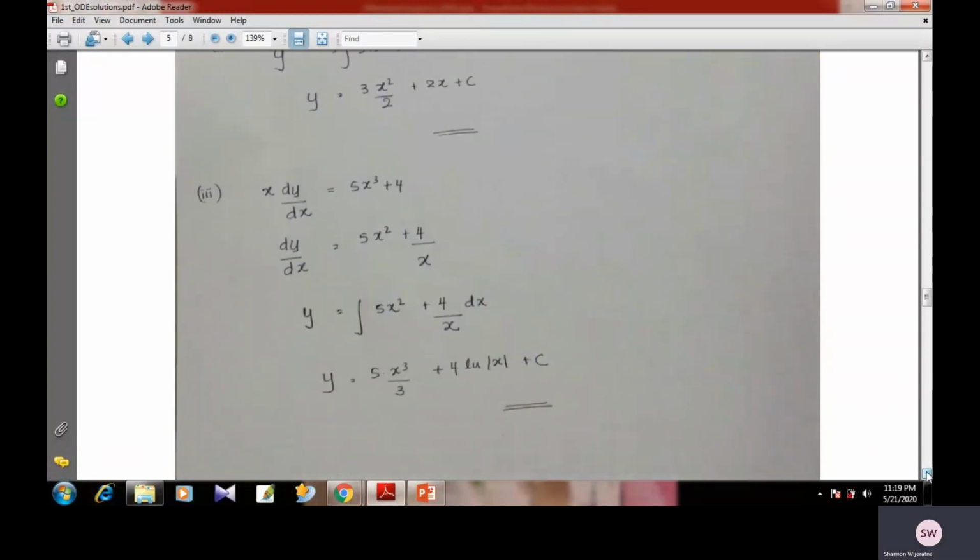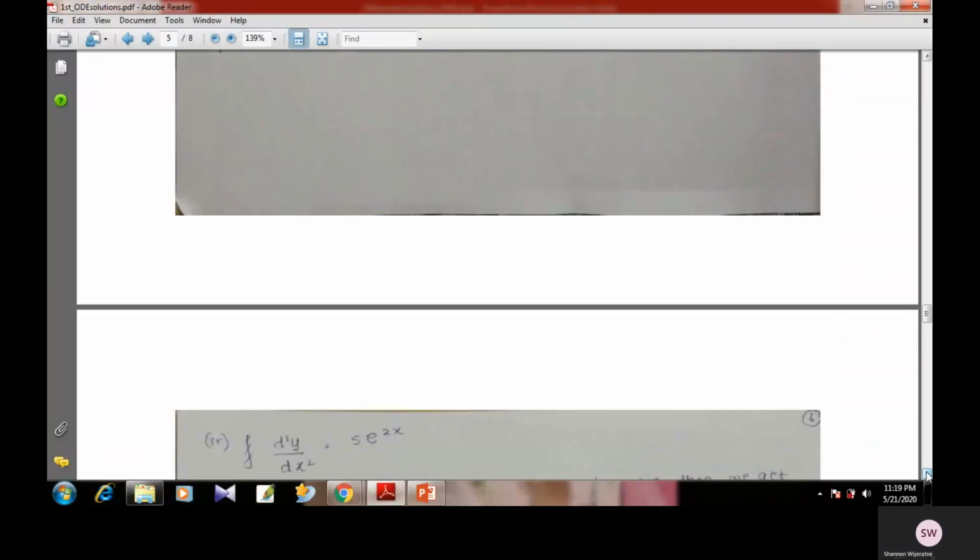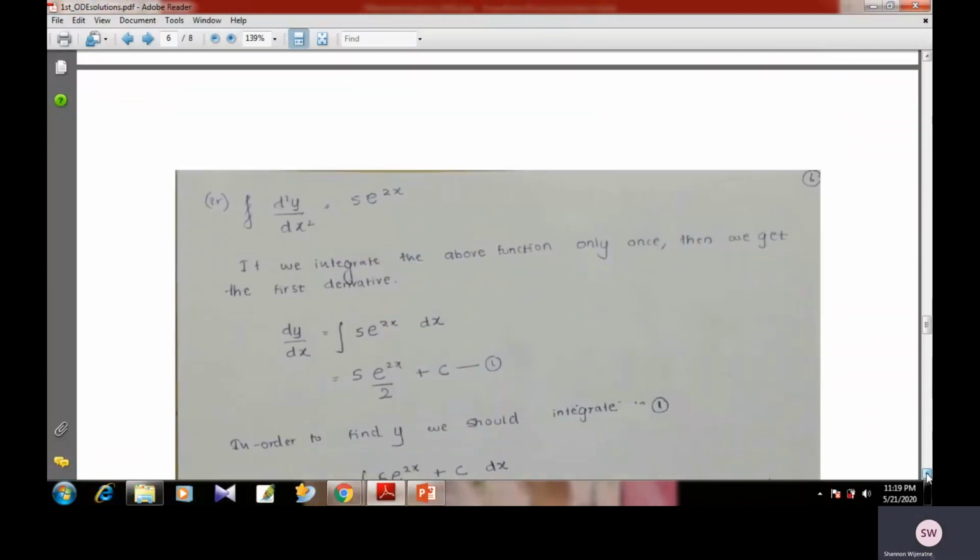If we take a look at the fourth question, you are given the second derivative. d2y over dx squared equals 5a2x. If we integrate this only once, we get the first derivative. So dy by dx is the integral of this, which is equal to 5a2x over 2 plus c. To find y, we have to integrate this again.